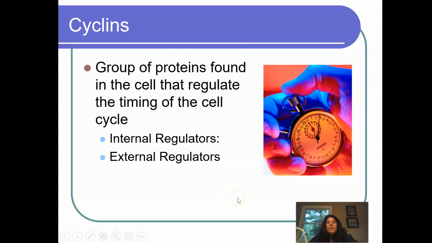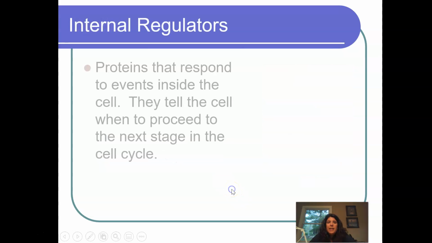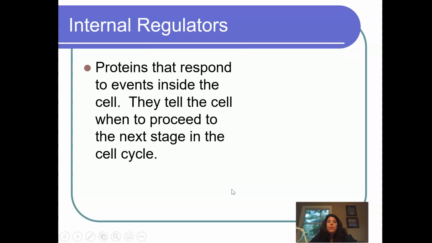Cyclins are the name of the proteins that regulate the timing of the cell cycle. And we put cyclins into two different categories, internal regulators and external regulators. Internal regulators are proteins that respond to events inside the cell. They're going to tell the cell when to go from one stage to the next stage, so going from G1 to S, or going from S to G2. And they're going to monitor what's happening inside of the cell.